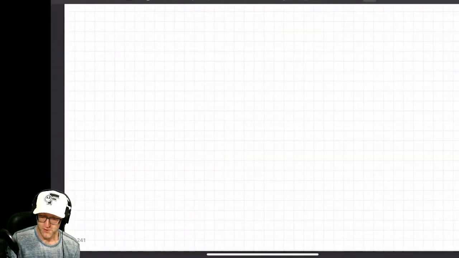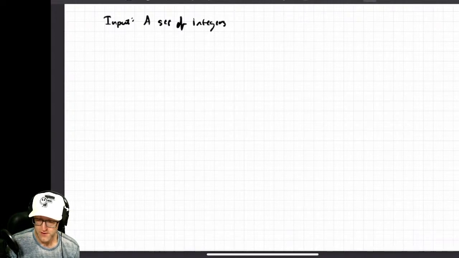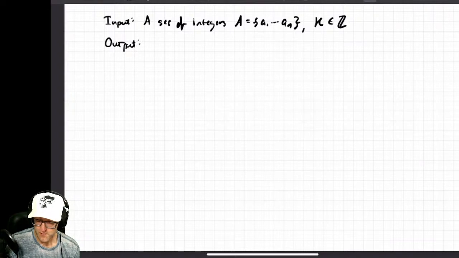Okay, so here's our brute force algorithm. Our input again is going to be a set of integers, which doesn't necessarily need to be unique or non-unique, A1 through An, and an integer K. Our output will be true if there exists a subset S of A such that the sum of all elements in S is equal to K.